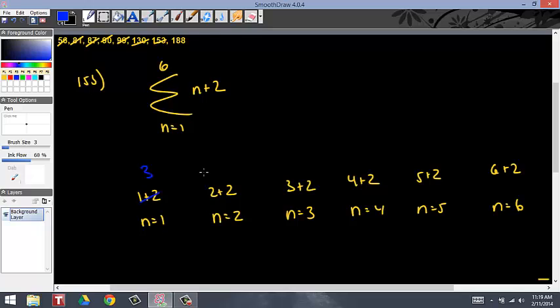Each of these numbers is going to become 3, 4, 5, 6, 7, 8. And now you have to add those numbers together. 3 plus 4, 7, 14, 25, 33? Oops. Last one.